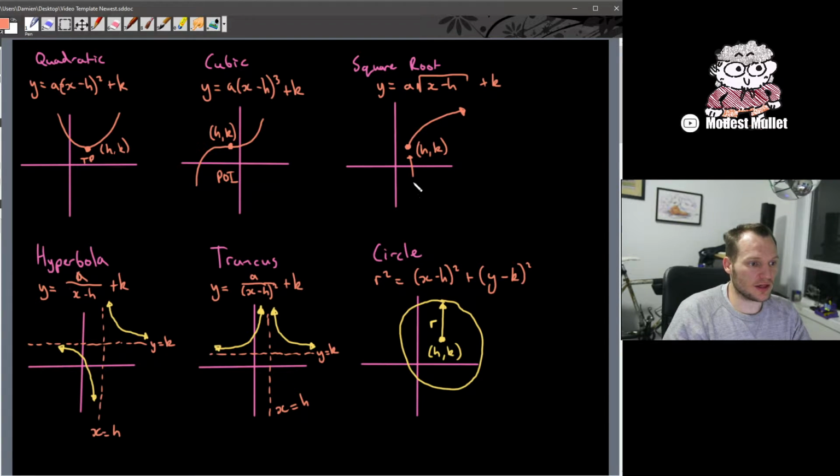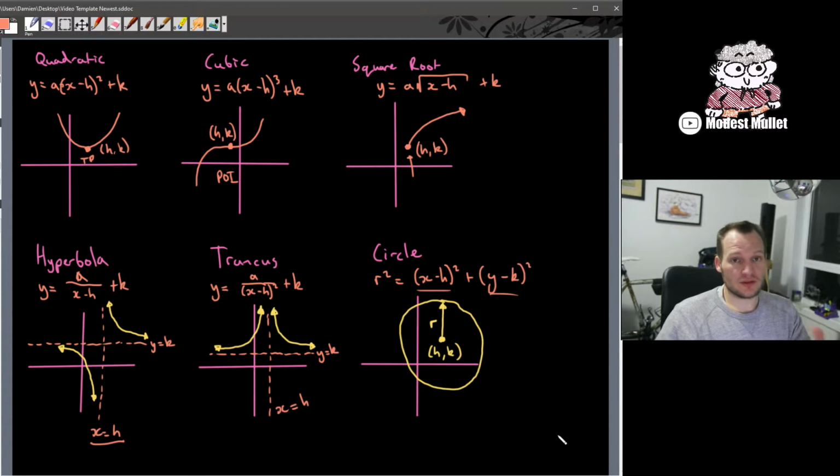We know where the starting point of the square root is. In hyperbolas, we can see what the vertical and horizontal asymptotes are, same with the truncus. And for a circle, we can see where the center of the circle is and what its radius is, if we can recognize those forms. There was all that homework on the Google Classroom for practicing these skills of just recognizing the h and k values. If you haven't done it, I highly suggest you do it.